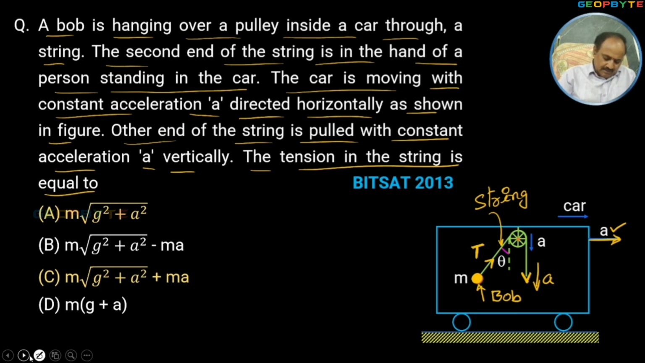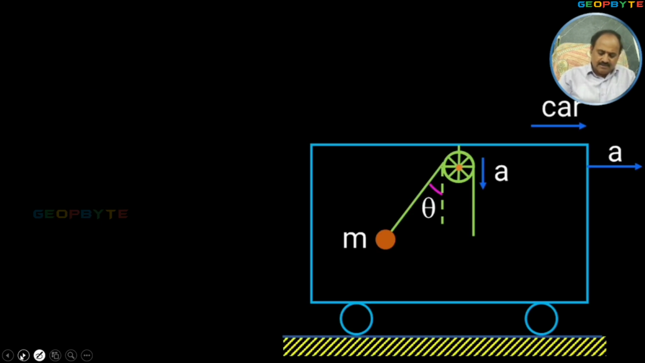Okay. For that, let's take the enlarged diagram. Look at the car. Inside the car, there is a bob hanging at the end of the string. A person standing in the car is pulling down the string by holding the other end with constant acceleration. Then the tension will be in this particular direction. That tension you are asked to decide.